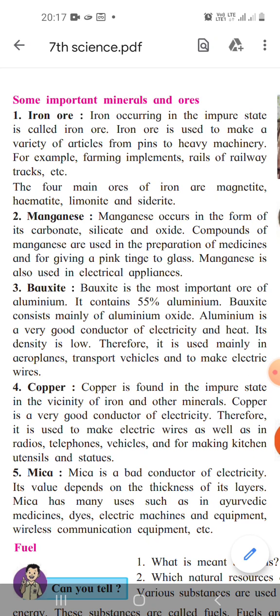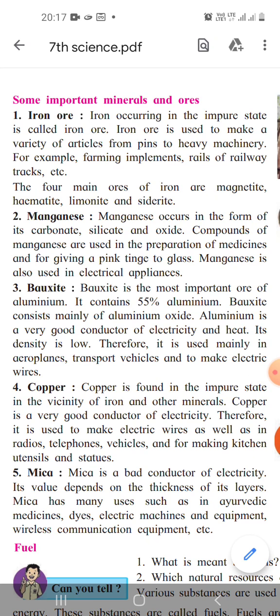Already we had discussed natural resources: natural resources in the earth's crust, minerals and ores, how the minerals are formed, and their classification according to their properties. Now today we are going to start learning the same topic of the lesson, some important minerals and ores.